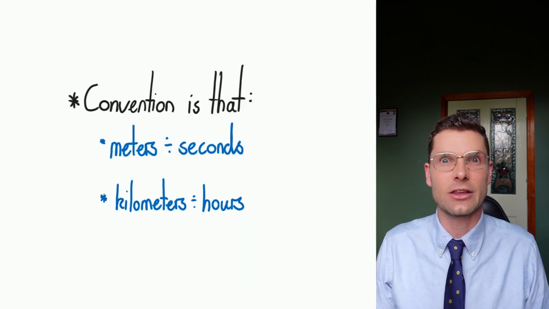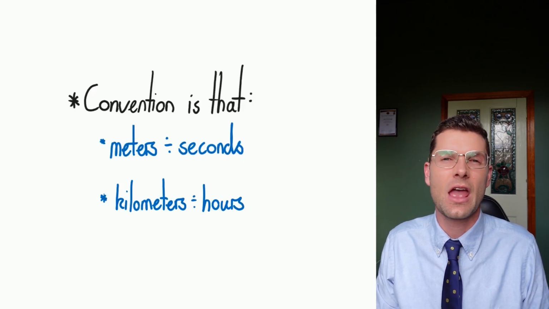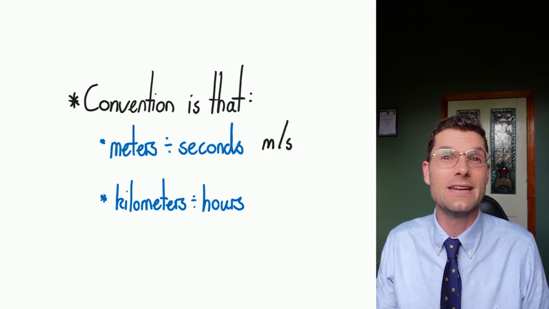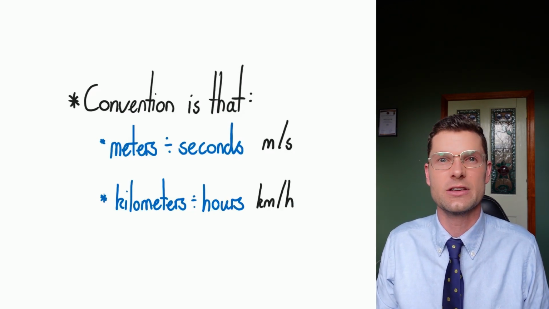Just because we are dividing units by time, there is actually a convention that most scientists use, and you're probably pretty familiar with them. We're usually going to be talking about meters divided by second or meters per second, or we're going to be talking about kilometers per hour.